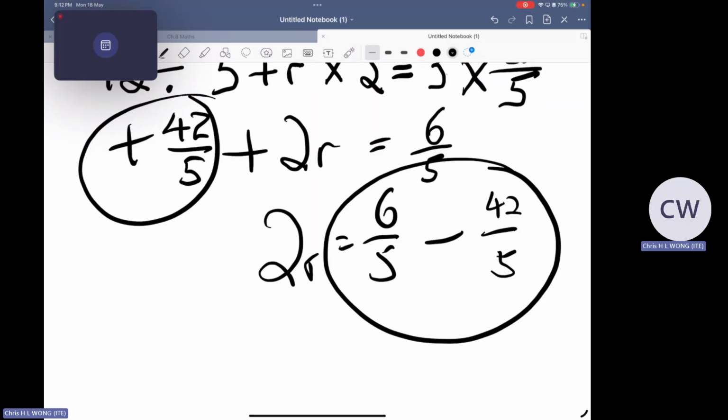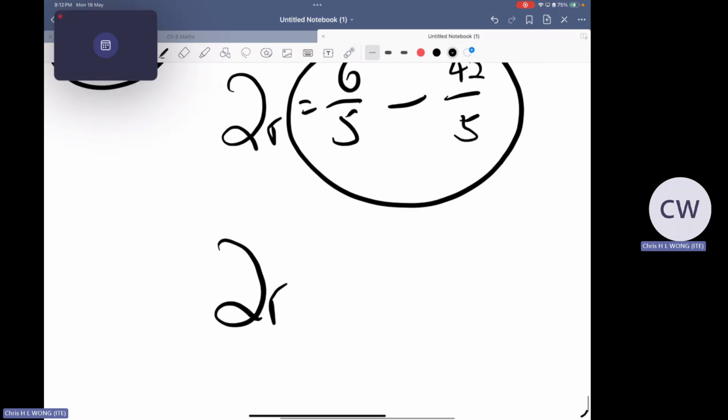LCM is 5, yeah. 6 minus 42, what do you get? Minus what? 36. Minus 36, very good. Minus 36 because 42 is the bigger number, right? So you must follow the bigger number behind. So 2R equals minus 36 over 5.